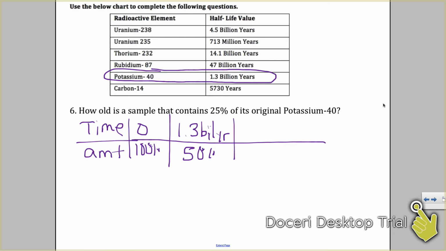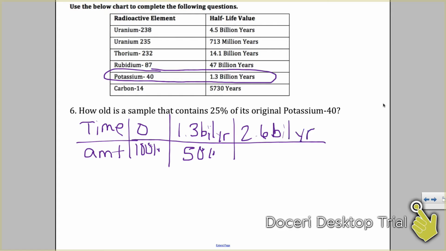Are we done yet? No. What are we trying to get to? 25%. So, after 1.3 billion years, we have another half-life. How much is that? 2.6 billion years. Is everyone with me? Yeah.